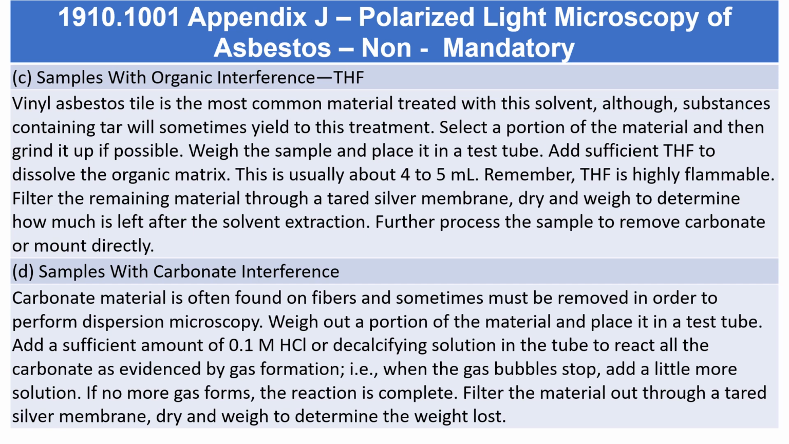Add a sufficient amount of 0.1 M HCl or decalcifying solution to the tube to react all the carbonate, as evidenced by gas formation. When the gas bubbles stop, add a little more solution. If no more gas forms, the reaction is complete. Filter the material out through a tiered silver membrane, dry and weigh to determine the weight lost.